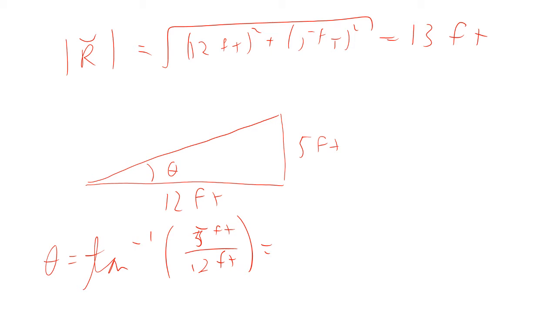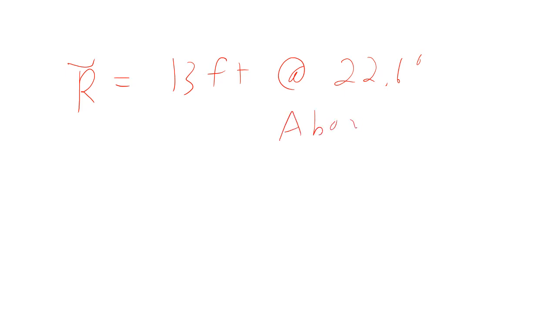That comes out to be 22.6 degrees. So vector R, the way I'd write that, would be 13 feet at an angle of 22.6 degrees. Well, what 22.6 degrees? That's 22.6 degrees above horizontal.